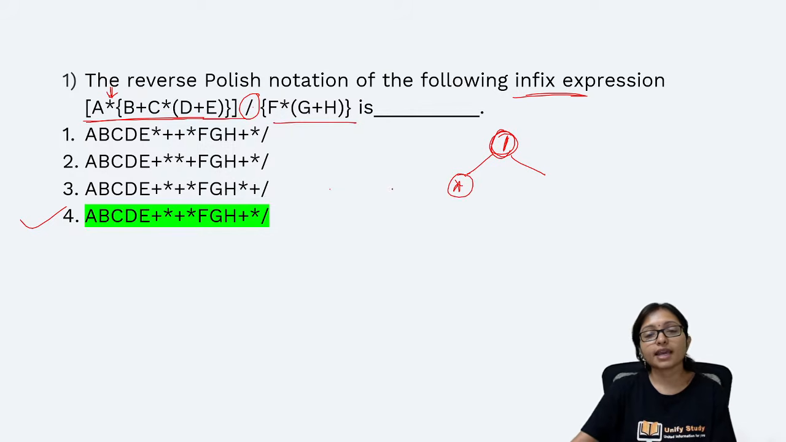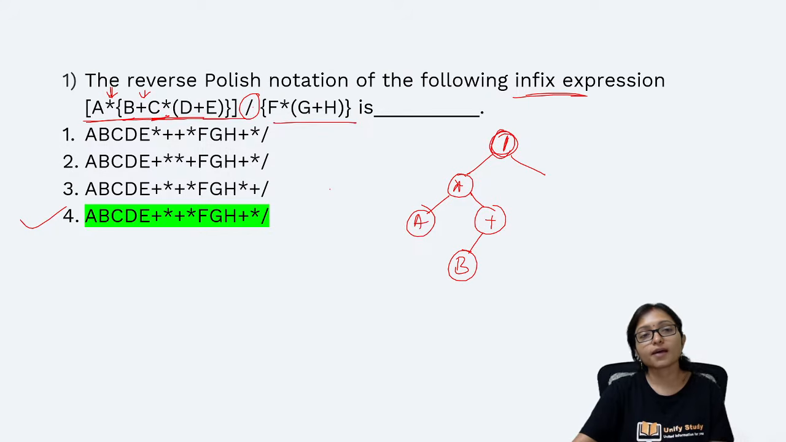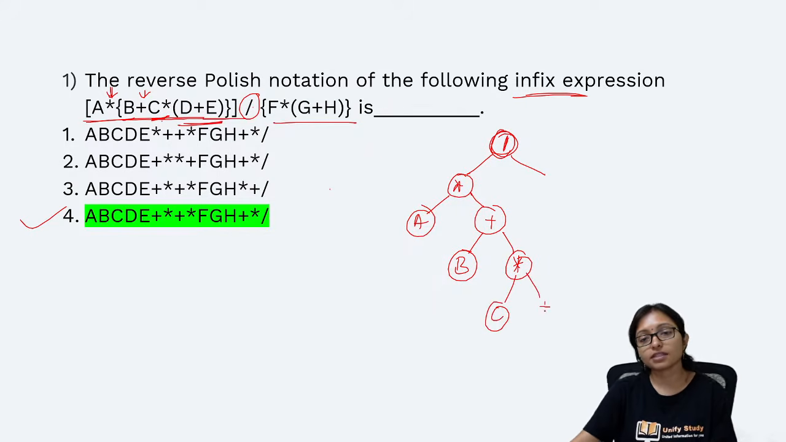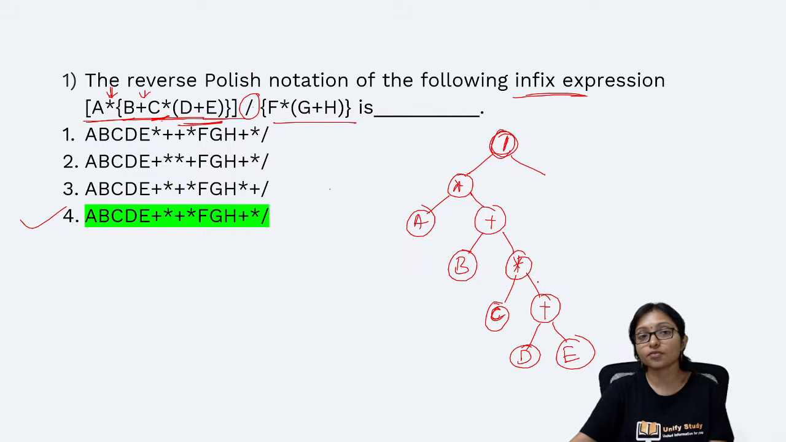Now after that A is the left child. Then here you can see the plus. So this is the plus, and B is the right child. After that here is the C star, so here I need to take a star. After that here is C. Then here is D plus E, means there is plus. Here is D and here is E. This is the way we need to draw the tree. If you draw the tree, it will be easy for you.